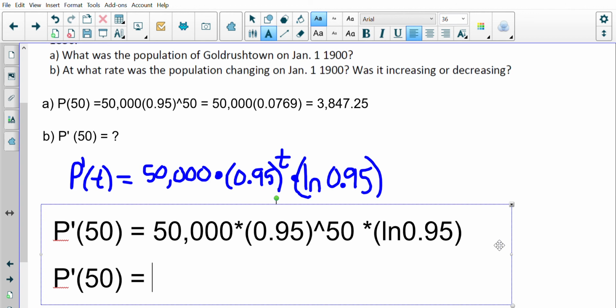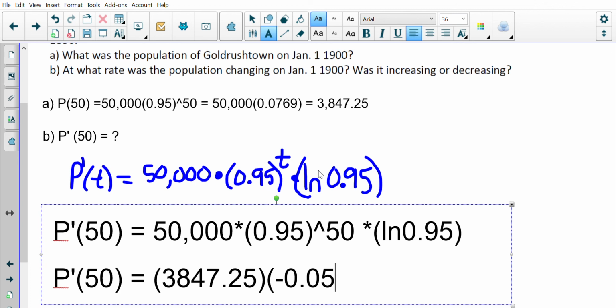Now, if I take 0.95 to the power of 50 and multiply it by 50,000, you'll notice I actually did that up at the very top in A, so I know that number. It's 3,847.25. And the ln of 0.95, you have to be able to find that on your calculator, the big ln button. I get a value of minus 0.0513.